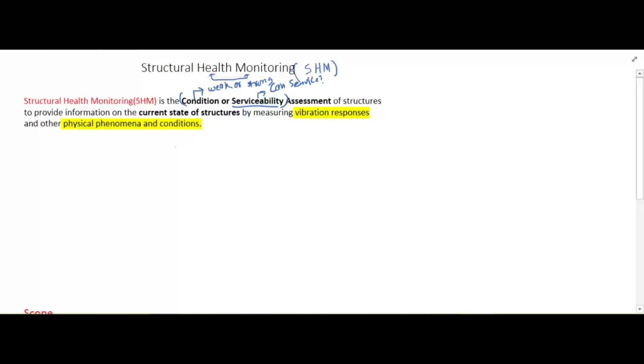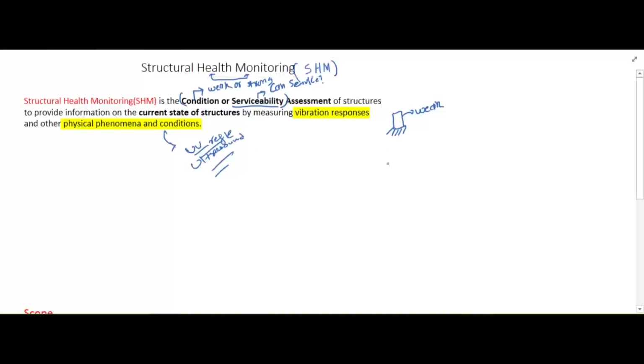The structural information is taken out by measuring the vibration responses. A weak or strong structure has a different kind of vibration. So if a structure is weak, it gives a different vibration, and when it is strong, it gives a different one. And other physical phenomena and conditions mean there are different parameters apart from vibration, right? There are the UV reflection and the ultrasound measurements, etc. There are different kinds of things.